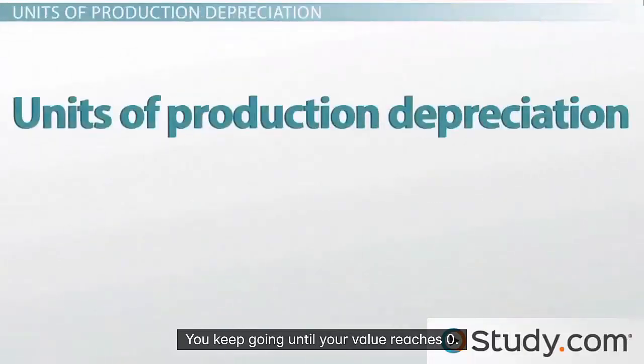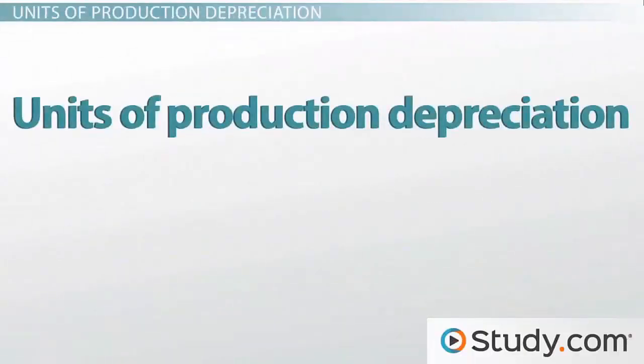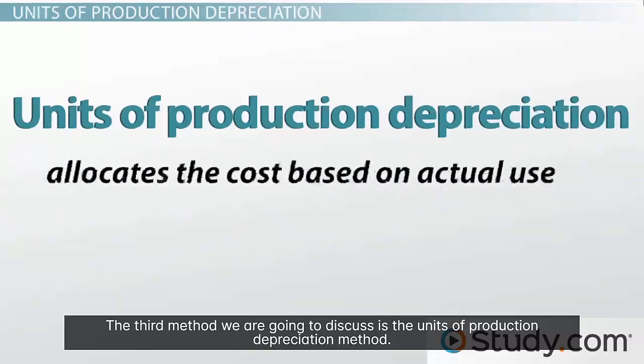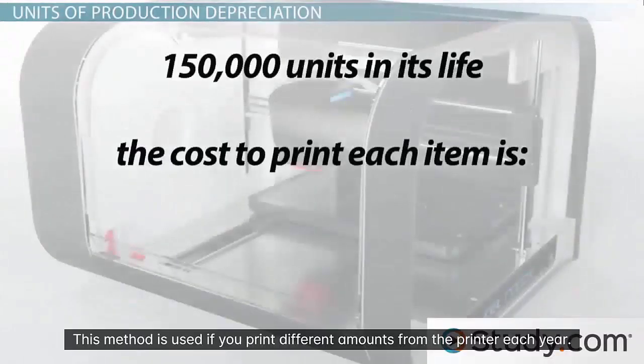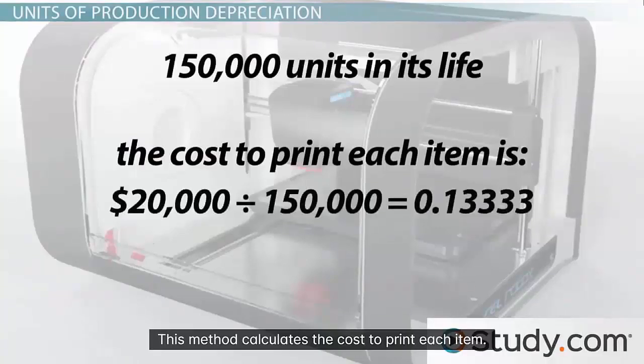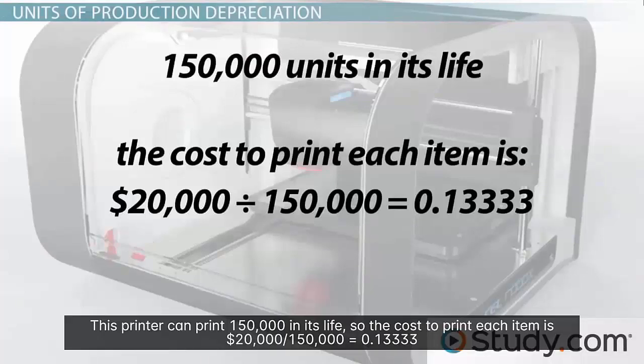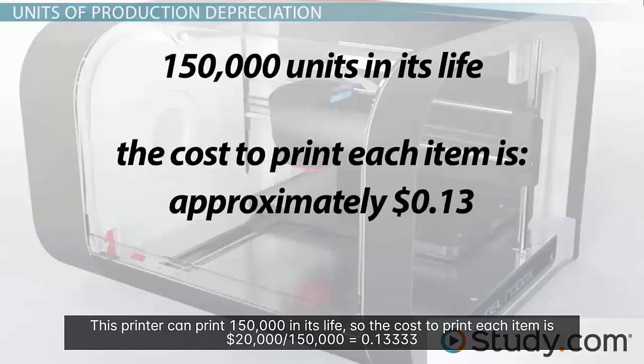The third method we're going to discuss is the units of production depreciation method. This method allocates the cost based on actual use. The printer can print 150,000 items in its life, so the cost to print each item is $20,000 divided by 150,000, which equals 0.13333, or approximately 13 cents.